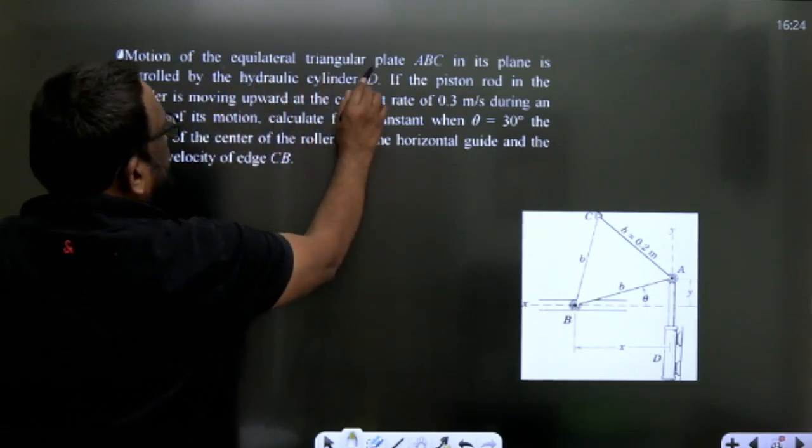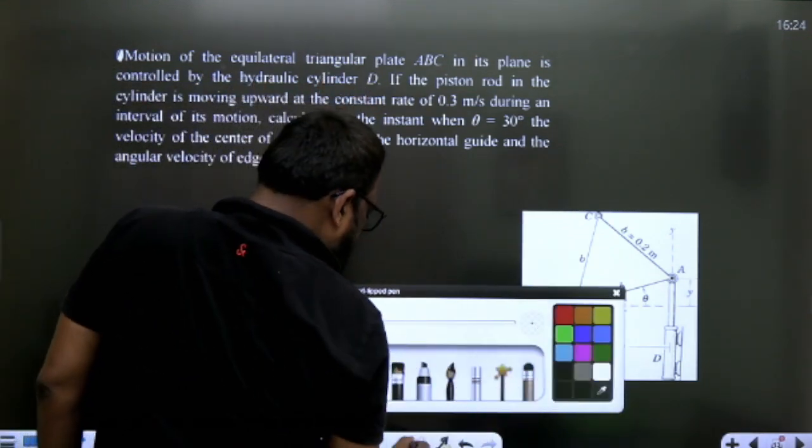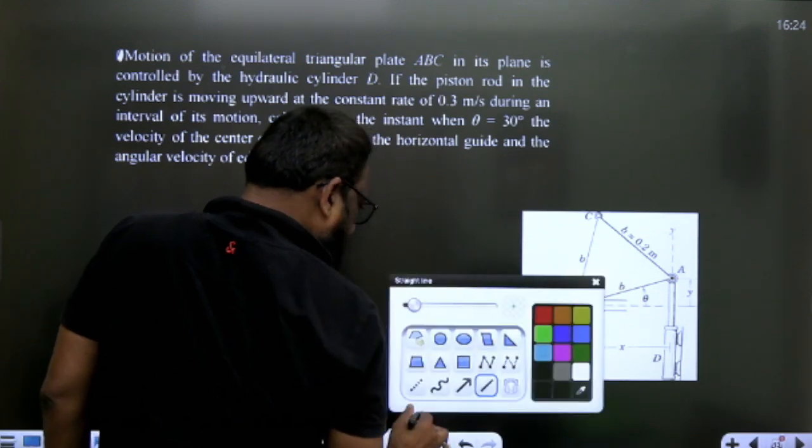Motion of equilateral triangular plate. My dear students, there is a triangular plate.